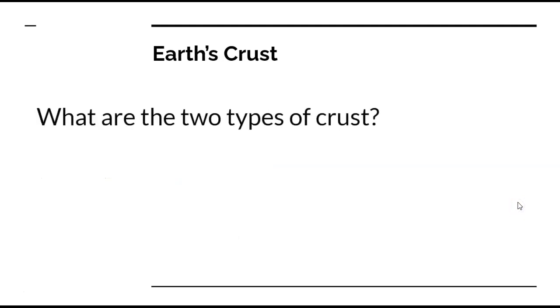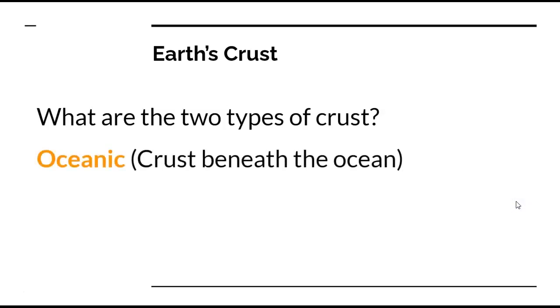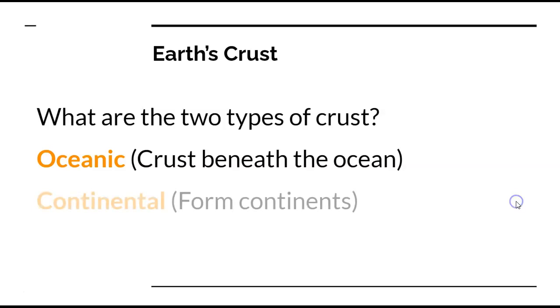What are the two types of crust? Oceanic, which is the crust beneath the ocean, and continental, which forms continents.